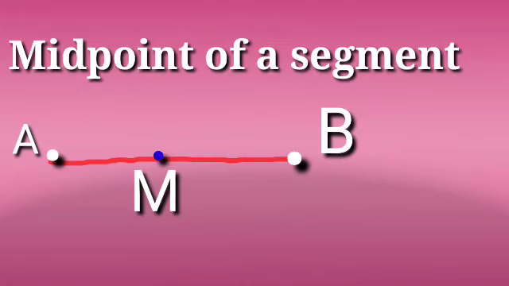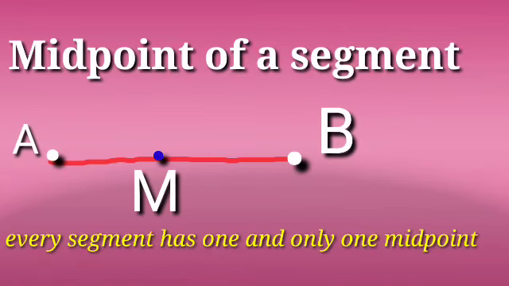Next point is midpoint of a segment. If A-M-B and segment AM is congruent to segment MB, then M is called the midpoint of a segment AB. Every segment has one and only one midpoint.